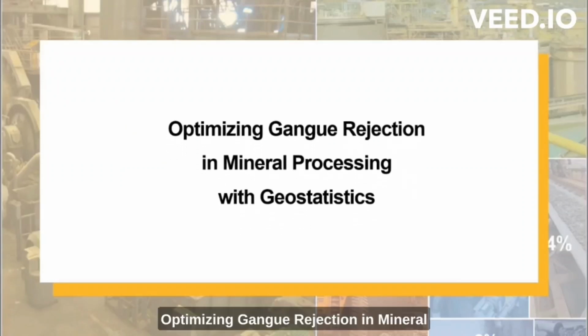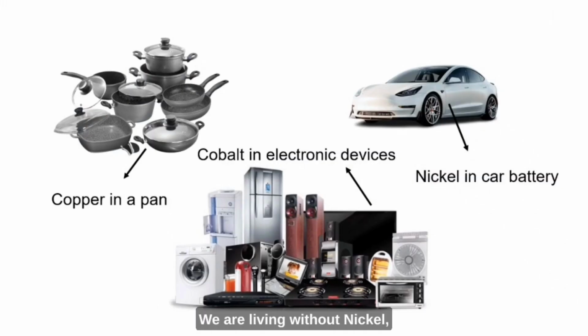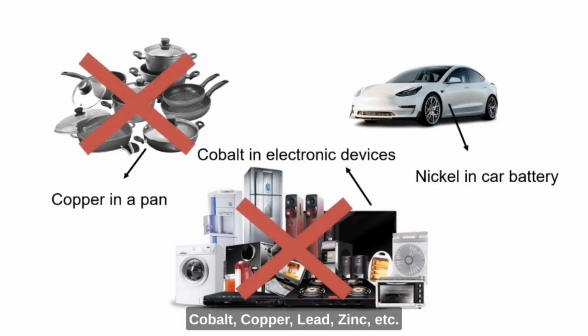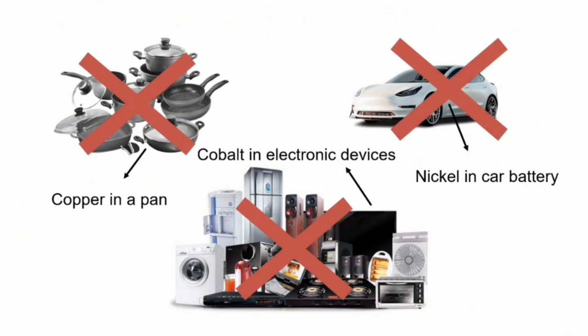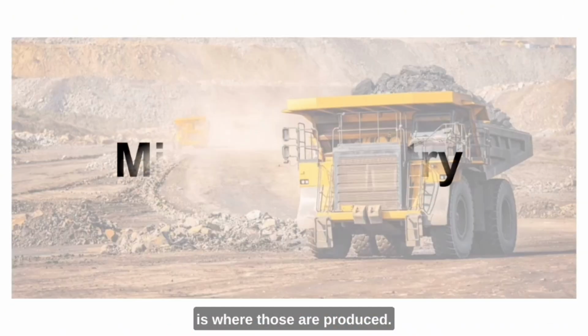Optimizing gangue rejection in mineral processing with geostatistics. Can you imagine we are living without nickel, cobalt, copper, lead, zinc, etc.? Do you know where those commodities come from? Mine sites, where mining is performed, are where those are produced.